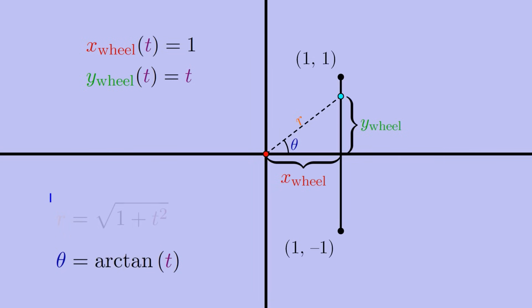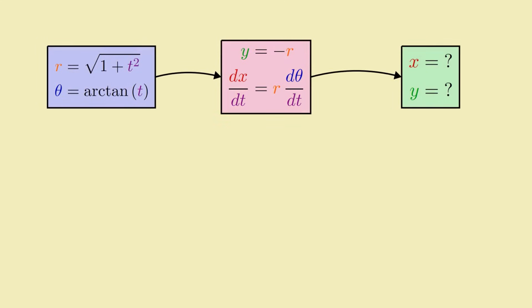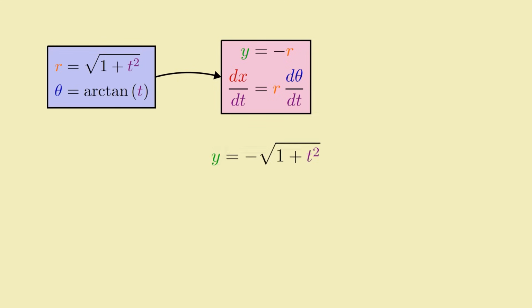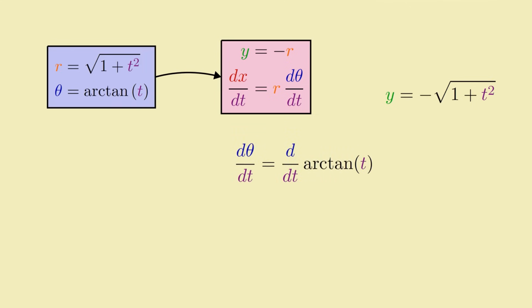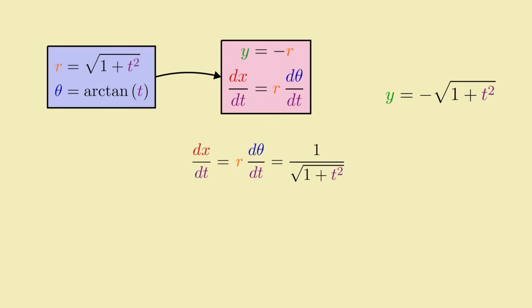So we now have our polar representation of the wheel, which means we can plug the equations in to our road-wheel equations to solve for the road functions x of t and y of t. The formula for y is easy. It's just -r, so negative square root of 1 plus t squared in this case. X is a bit more involved. To find it, we'll need the derivative of theta with respect to t. That can be done. The derivative of arctangent of t is 1 over 1 plus t squared. Multiplying this by our formula for r and simplifying, we get that the derivative of x is equal to 1 over the square root of 1 plus t squared.